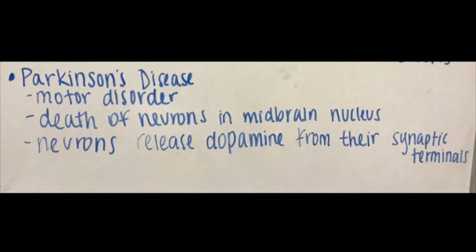Parkinson's disease. It affects about 1 million people. It's a motor disorder characterized by difficulty in movement. Patients can experience muscle tremors and poor balance. This disease progressively gets worse as you age.